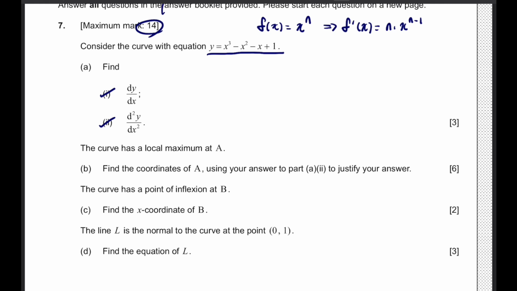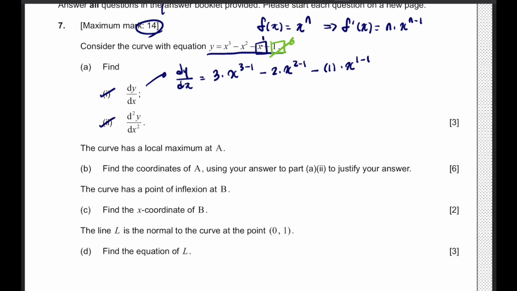Question A(i). Since we need to differentiate the function y, we are finding the first derivative, which is the same as 3 times x to the power of 3 minus 1, minus 2 times x to the power of 2 minus 1, minus, and this term here has a hidden power. It's x to the power of 1, so we can also write it as 1 times x to the power of 1 minus 1.